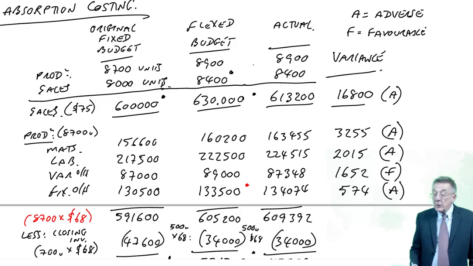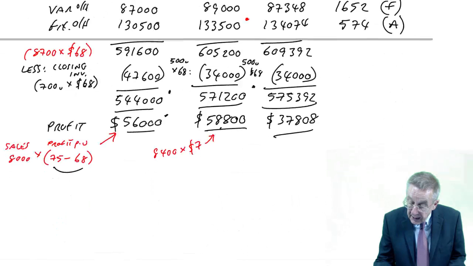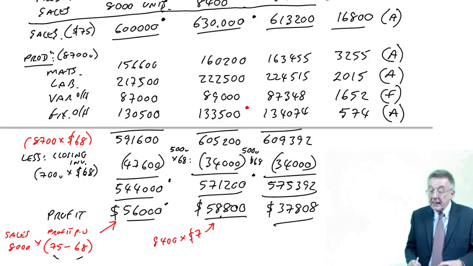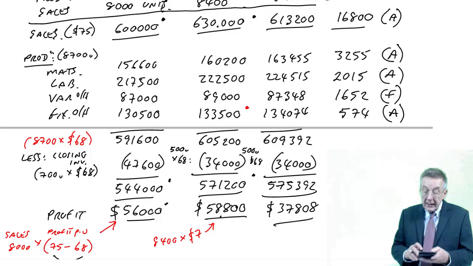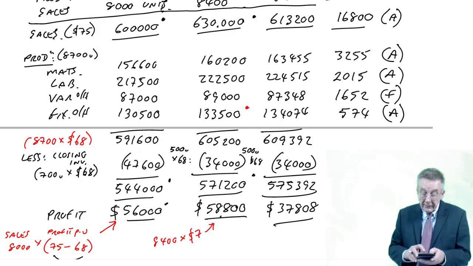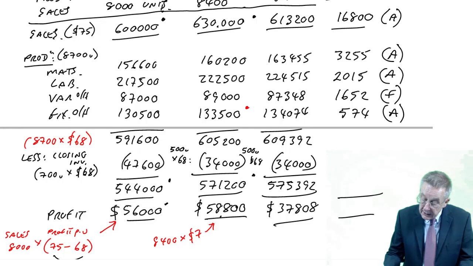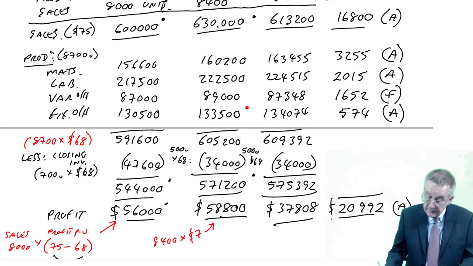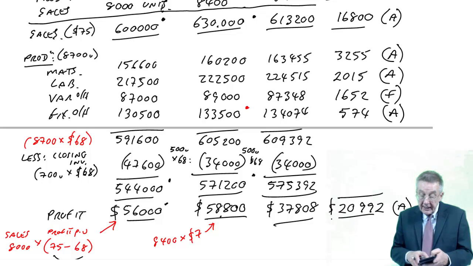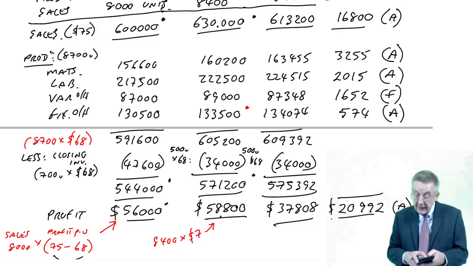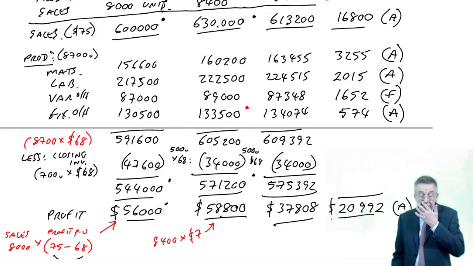And of course, the total of those variances should explain the difference between the actual results and the flex profit. So let's do it as a check. The variance is 16,800 adverse plus 3,255 adverse, 2,015 adverse, less 1652 favourable plus 574 adverse. I think they total 29,992 adverse. And does that explain the difference? The flex profit 58,800, the actual profit 37,808. Yes, that's made the difference.